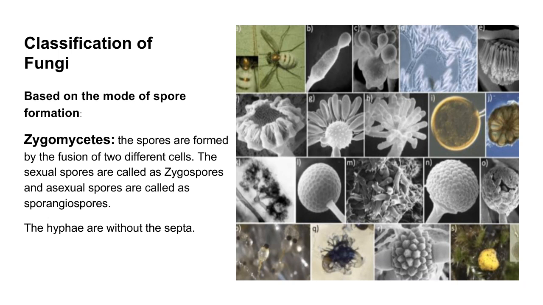Zygomycetes, you can see here in the diagram, the spores are formed by the fusion of two different cells. The sexual spores are called zygospores and asexual spores are called sporangiospores. The hyphae are without septa.